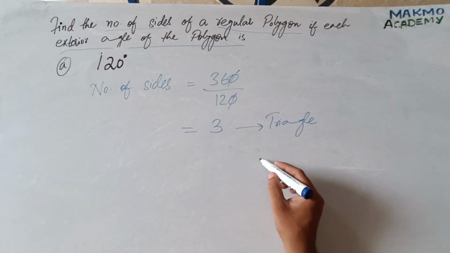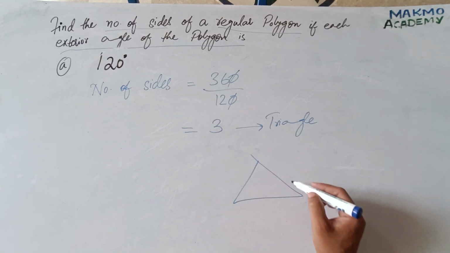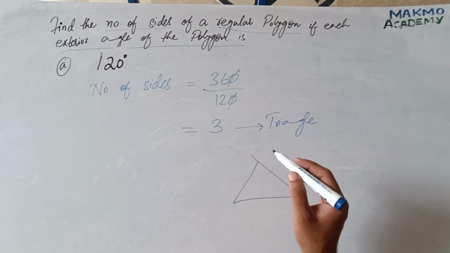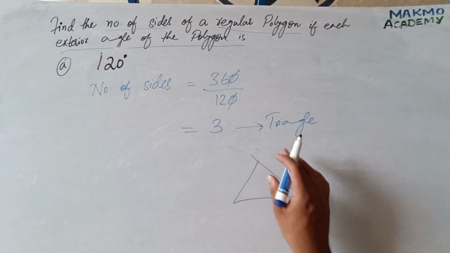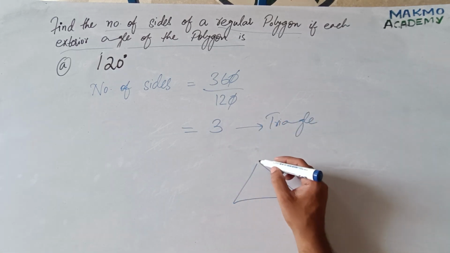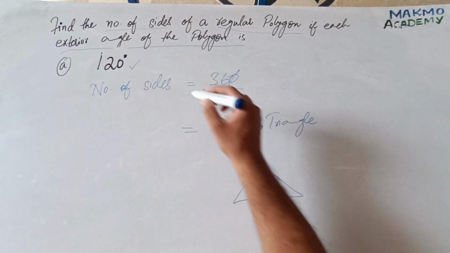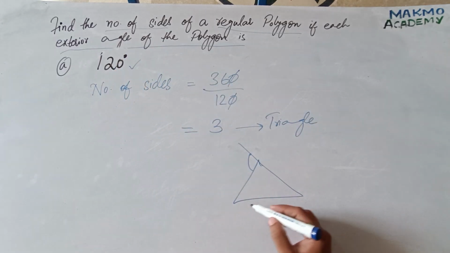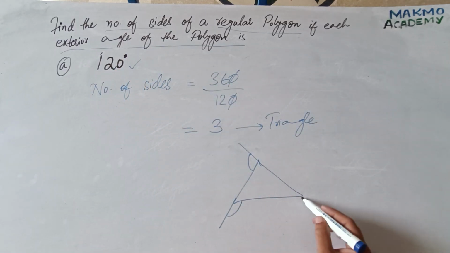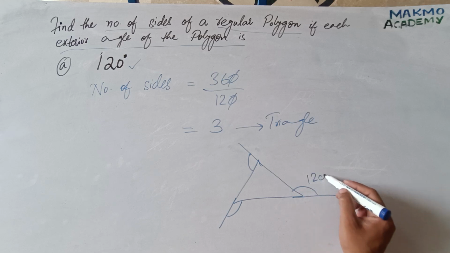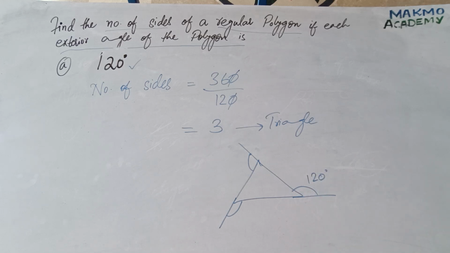So if it is a regular polygon, regular means equilateral triangle. So how many sides are there? There would be 3 sides, and each exterior angle would be of 120 degrees. 120, 120, 120. So this is the meaning of this question. This is a very practical question.